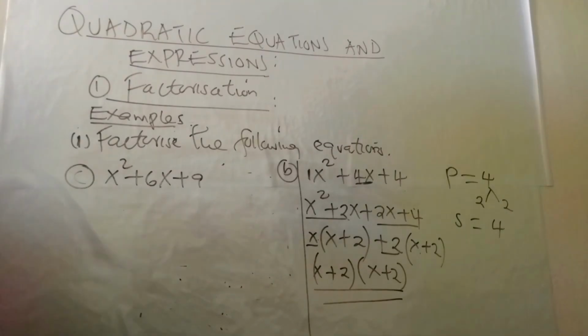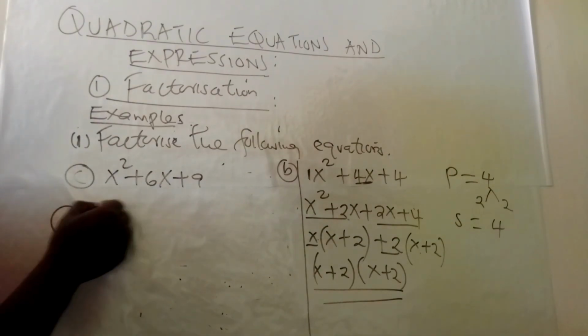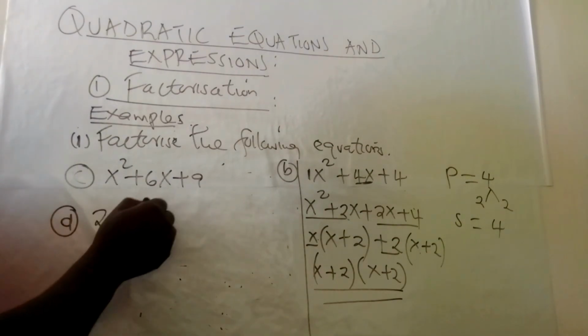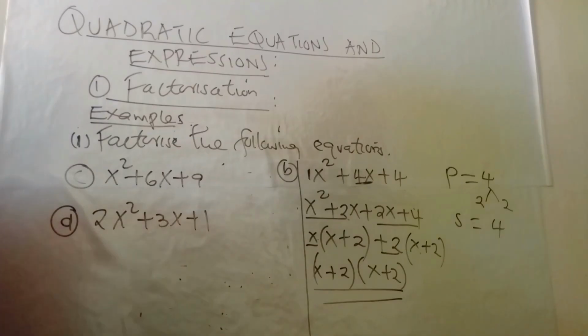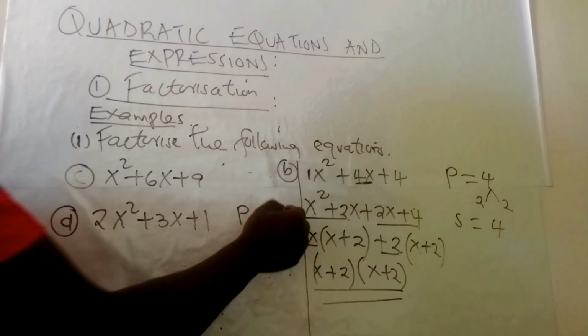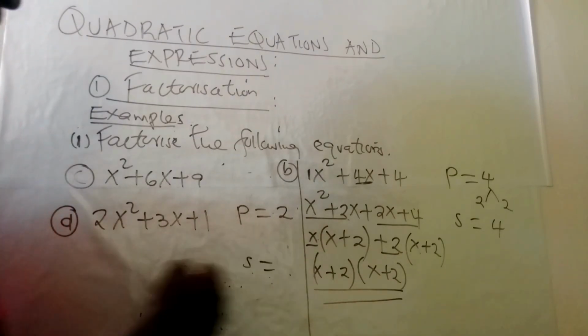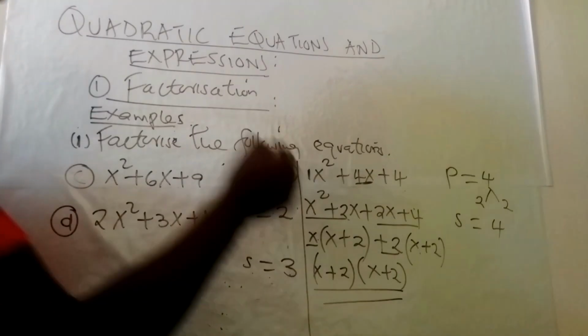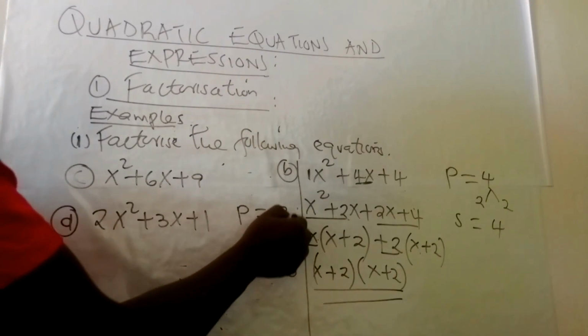We move on to another example, where now the coefficient of x squared is not 1. We have a question here, 2x squared plus 3x plus 1. In this case, you find that the coefficient of x squared is not 1, but the procedure remains the same, whereby we find two numbers whose product is a times c. So it is 2 times 1, product is 2, and the sum is the coefficient of x, which is 3. So again, we look at the factors of 2.